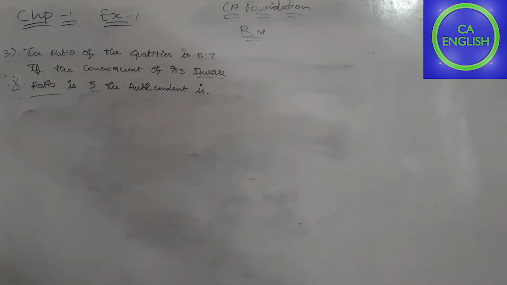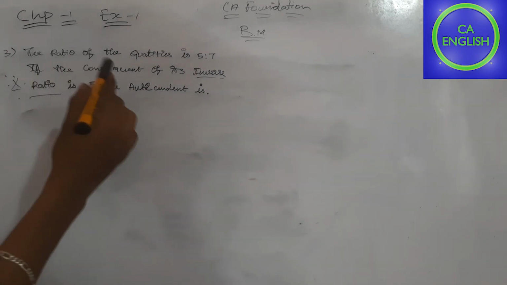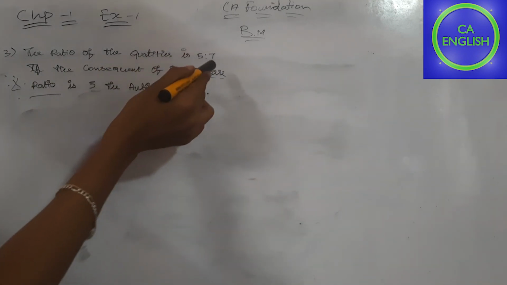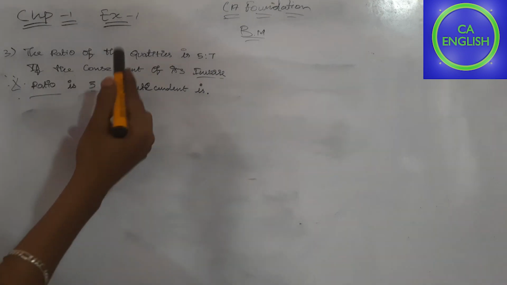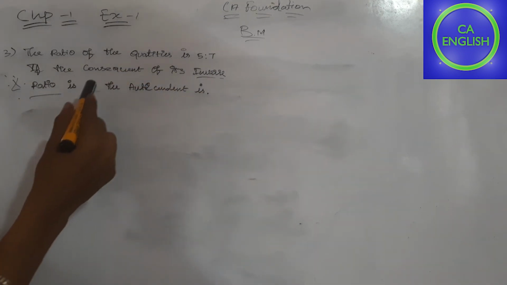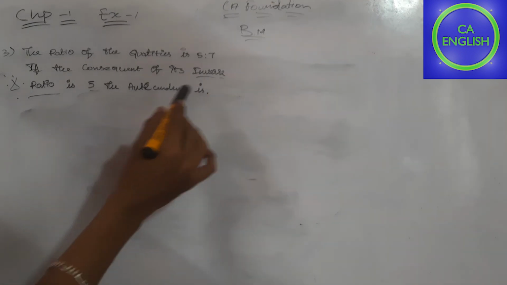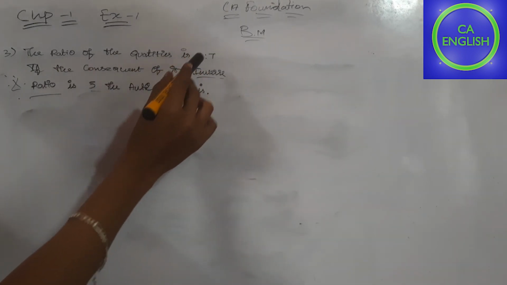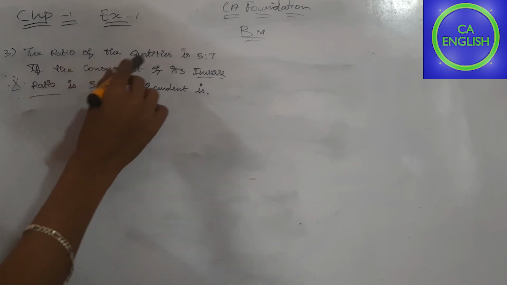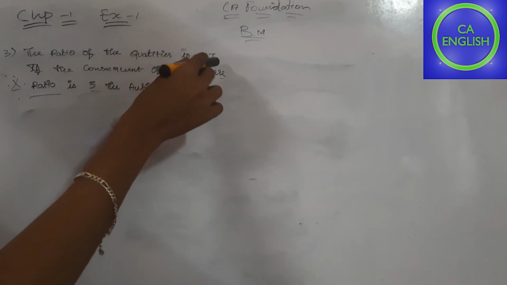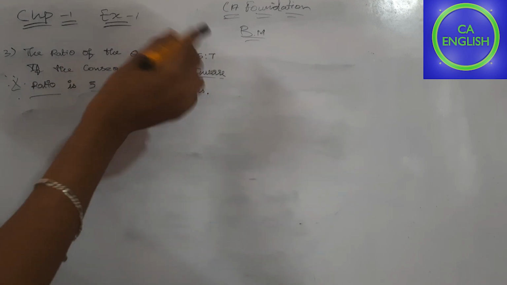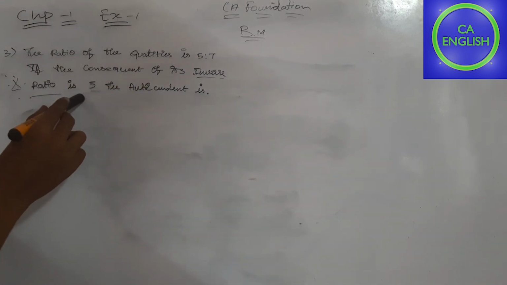Okay guys, let's read the third question. The ratio of two quantities is 5 is to 7. If the consequent of its inverse ratio is 5, the antecedent is... we want to find the antecedent. The given ratio is 5 is to 7. The inverse ratio of 5 is to 7. That means 5 is to 7's inverse ratio's value is 5.